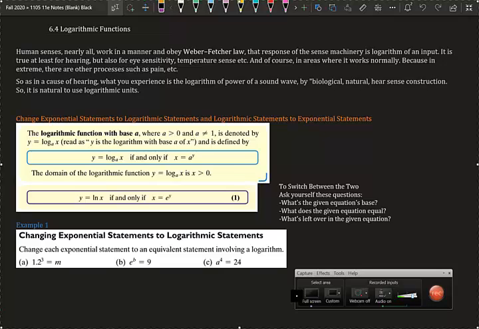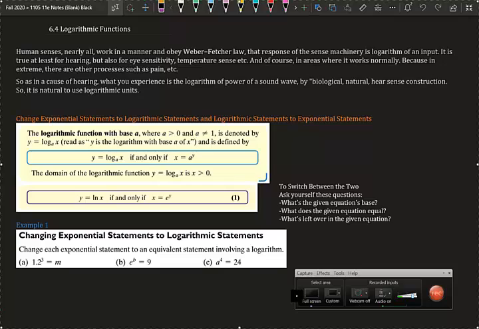6.4 Logarithmic Functions. Nearly all human senses work in a manner that obeys the Weber-Fechner law: the response of the sense machinery is logarithmic in the input. It is true at least for hearing, but also for eye sensitivity, temperature sense, etc., and of course in areas where it works normally, because in extremes there are other processes such as pain, etc.